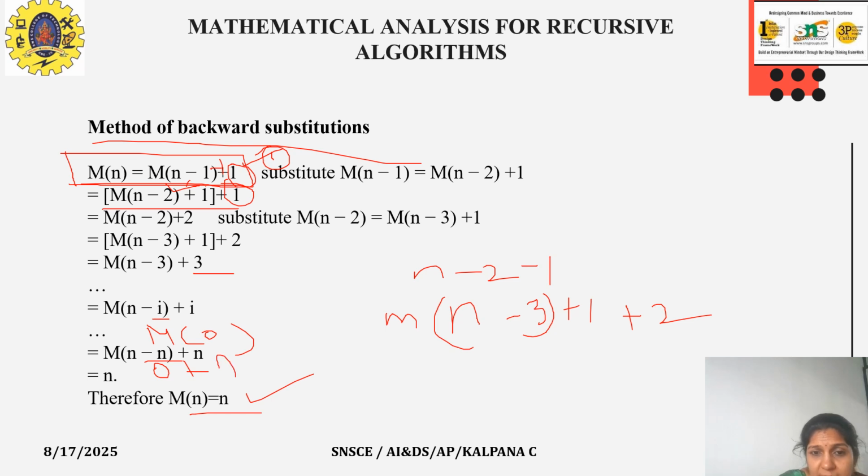Finally, you will get M of 0 equal to what? 0 only. So 0 plus n remains the same. So M of n is n. Here the order of growth is big O of n. So for finding the factorial of a number using the recursive method, it requires order of n multiplications. The time complexity is order of n. Okay, so like this we need to carry on. Thank you.